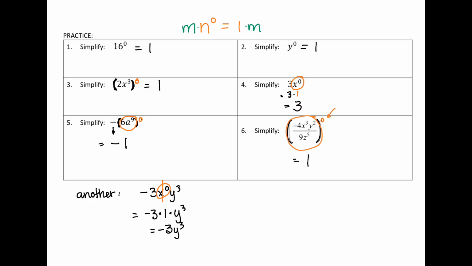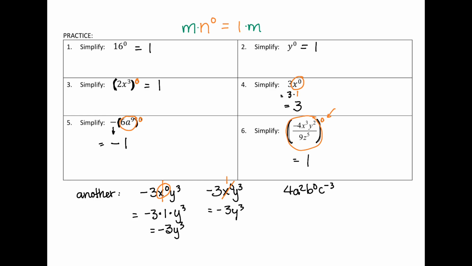Okay, so at the beginning, this is what I do. I just cross the whole thing out and put a 1. Then I figure out the rest. So negative 3 times 1, and then the y cubed. Let's do another one of those. Made it one step harder because I could.